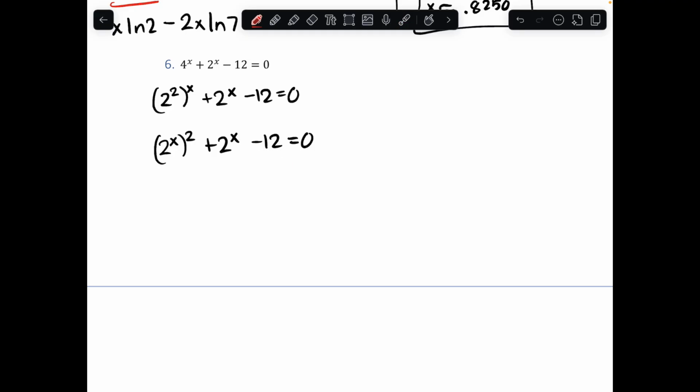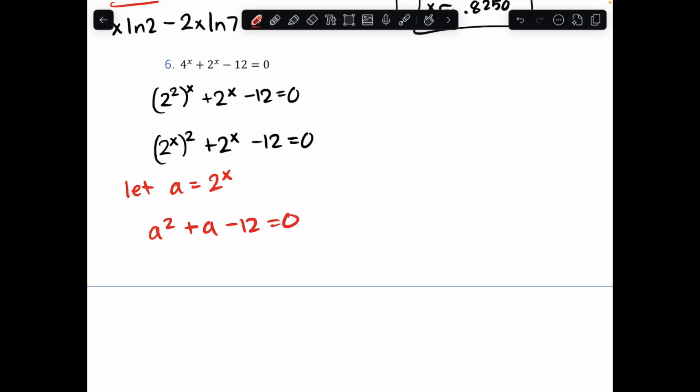Now, even if you can see it as a quadratic in its current form, it still looks a little ugly and is a little hard to work with. So what we can do is we can just give 2 to the x a new name. So I'm going to go ahead and say, let a be equal to 2 to the x. I'm giving it a new name, or a nickname. So now when I write my equation, it looks like a squared plus a minus 12 is equal to 0.